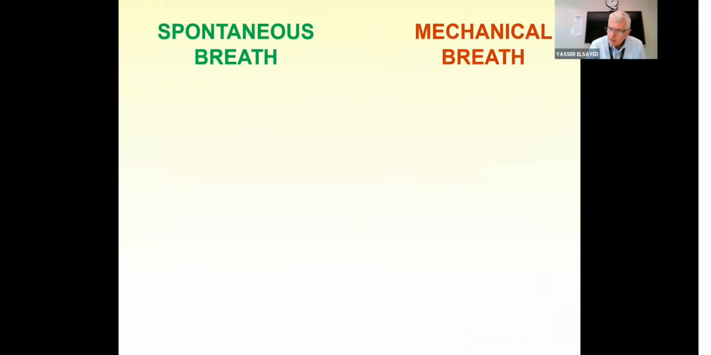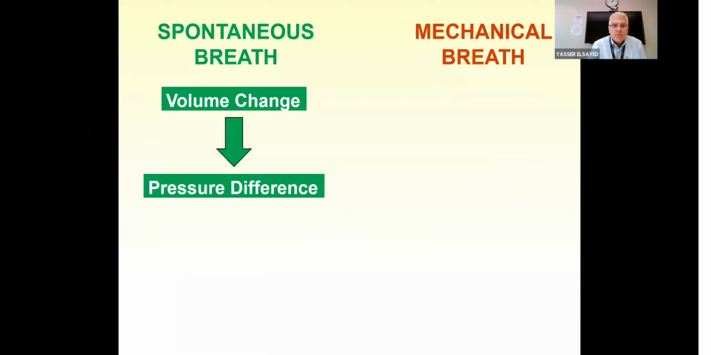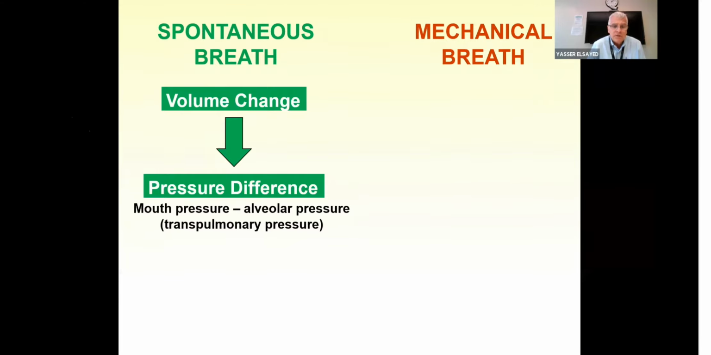So to initiate a spontaneous breath, in green on your left, the first thing that happens is a change in volume. Because of that change in volume, that will create a pressure difference between the atmosphere and the alveoli. So the mouth pressure minus the alveolar pressure is what we call the transpulmonary pressure. The alveolar pressure becomes negative in relationship to the atmospheric pressure, and therefore the air will move into the lungs. So this is the physiological way we get air into our lungs.